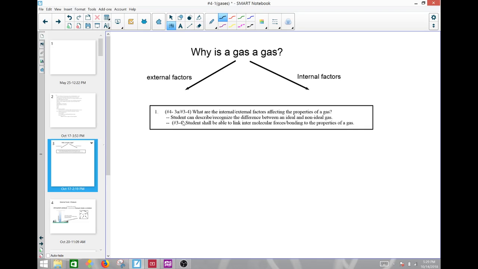Students can describe and recognize the difference between ideal and non-ideal gas. That's probably one of our newest things that we want to make sure we add on here. 3-4 is inter and intramolecular forces, and we'll talk a little more about that.